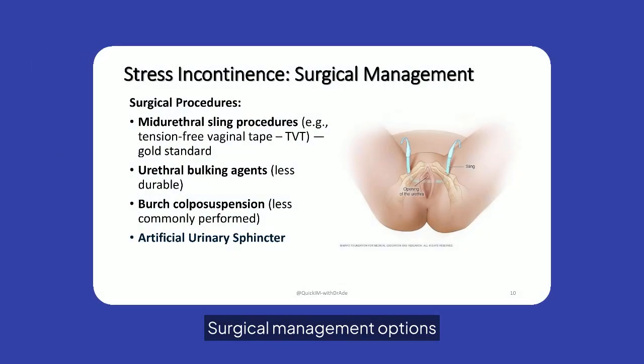Surgical management options for stress incontinence include mid-urethral sling procedures, urethral bulking agents, and Birch colposuspension. These interventions aim to provide structural support and improve continence.